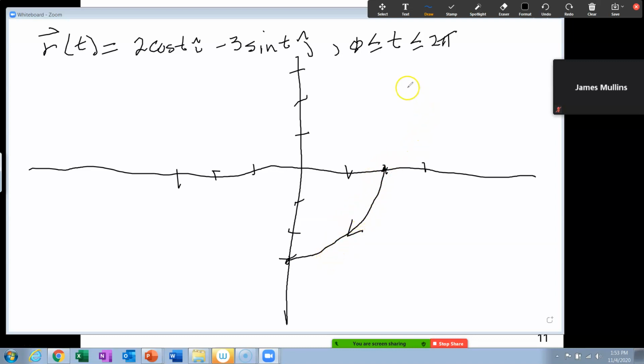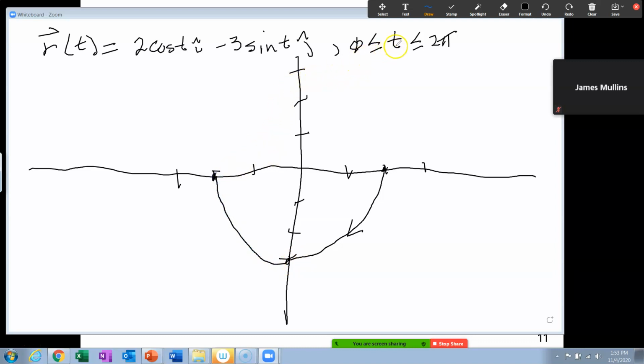So let's go to the next one. We used t equals 0, t equals pi halves. Let's do t equals pi. When t is equal to pi, cosine of pi is minus 1. Minus 1 times minus 2 is minus 2, so your x value is minus 2. Your y value, sine of pi is 0, times minus 3, so there it is. So now we've gone around to here.